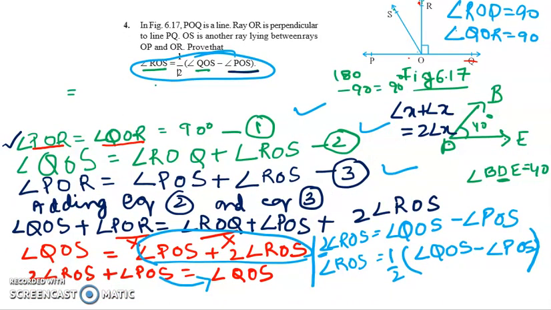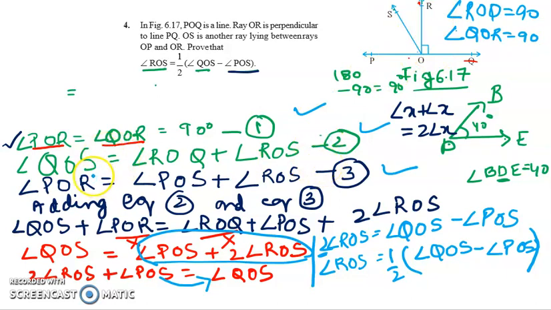So I'm just repeating this equation 2 and equation 3. See, it is given to us, we have to show that angle ROS is equal to half of angle QOS minus angle POS. So that is why we are taking these angles, angle QOS and angle POS. Now angle QOS is a combination of angle ROQ plus angle ROS. Addition of this, I have written angle ROQ plus angle ROS. And angle POR, so angle POR is what? Addition of angle POS plus angle ROS. So written here.